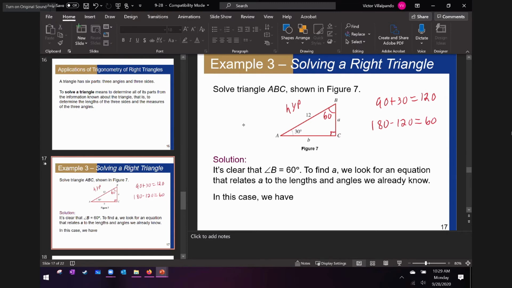Right? So here we have 60, 30, 90. So we have a 60, 30, 90 triangle here. All right. So we found a little bit of information. We know all our angles. We know one side. Let's see what we can do.